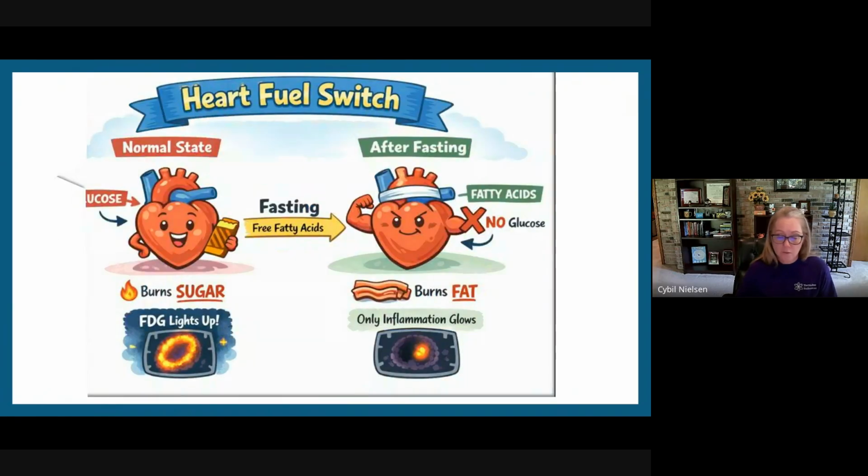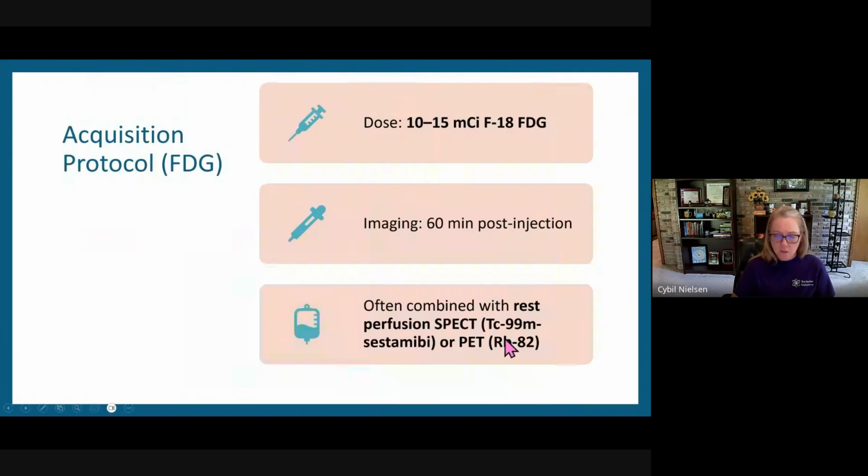Now, the heart is very passive aggressive. So if we take away the glucose and it converts to fatty acid for its fuel, it gets mad and very passive aggressive. So when we introduce glucose again, the only thing that's going to take it up is inflammation. It's not going to go to glucose metabolism, because like, no, I'm not doing the glucose thing. You put me on fatty acids.